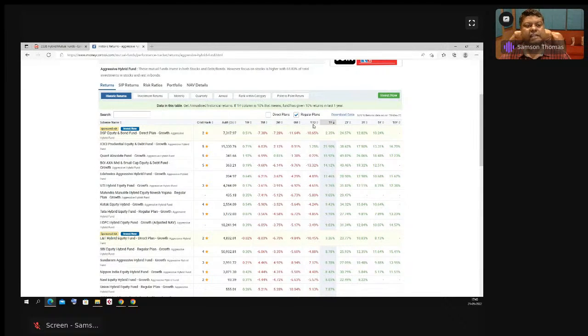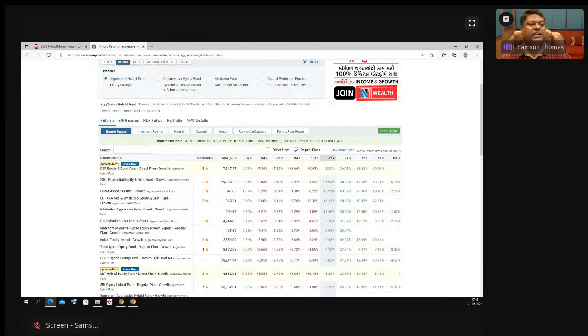YTD is year till date. Okay, so the calendar year 2022. So this is the negative returns on YTD funds, which is only 4%, while the market has fallen by 15%. Right? So that is how you're cushioning your volatility even by using a hybrid fund, because your exposure to equity is 65 and you have some portion of debt included in that fund. That's how you lessen your volatility.